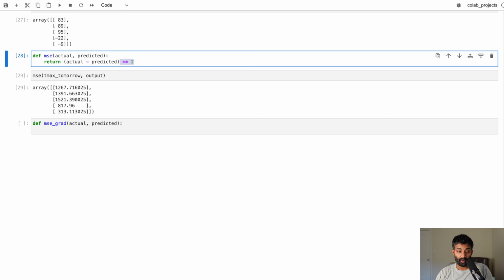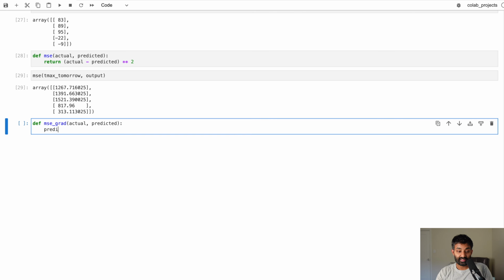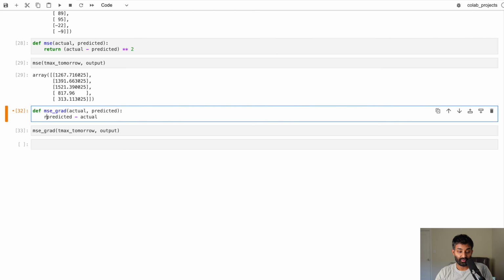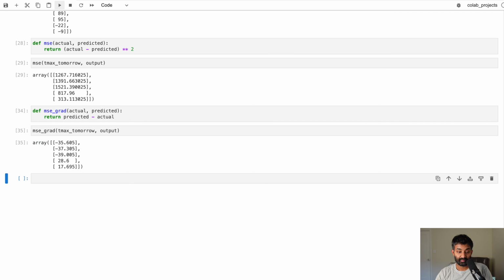We just pull this power of 2 down. And I'm going to leave the first term out just to make things simpler. And it'll just be predicted minus actual is our gradient. And this basically tells us how much we need to adjust our prediction to reduce our error. Forgot my return statement here. All right.